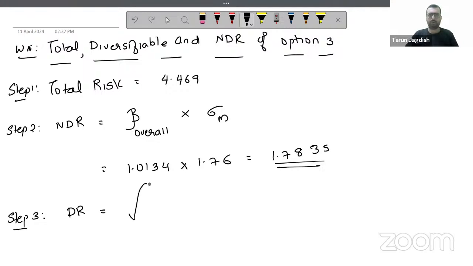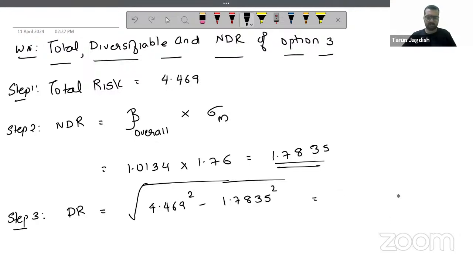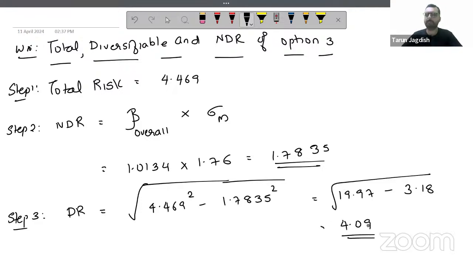Therefore, your diversifiable risk will be 4.469 square minus 1.7835 square. That is 19.97 minus 3.18, the whole square root. Do you get the answer as 4.09 over here, friends? Whew. Let's cross check the answer. Did I make a mistake again?